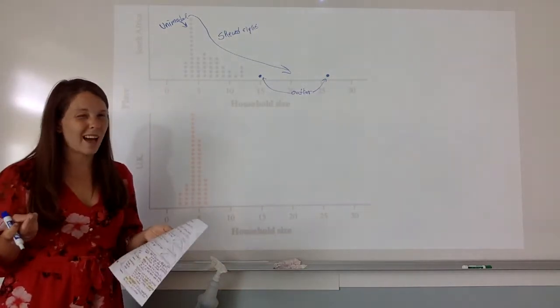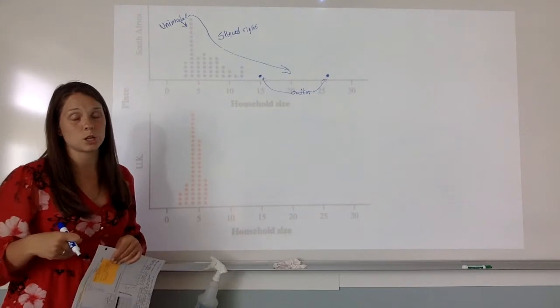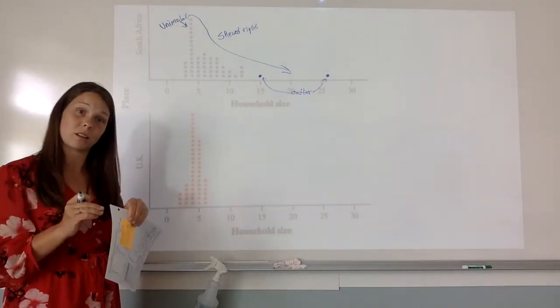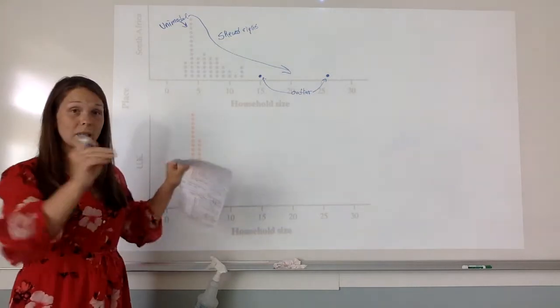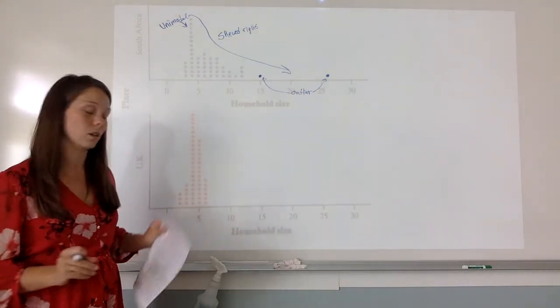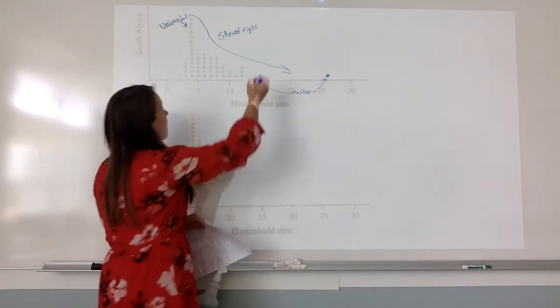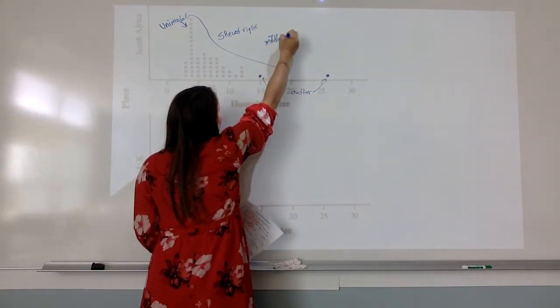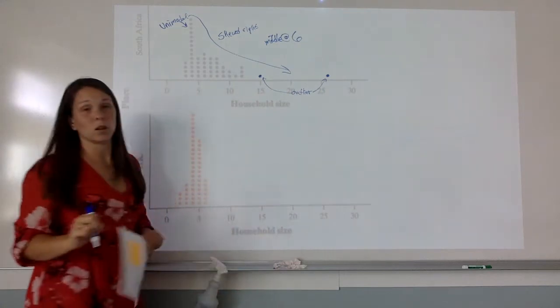Now we're talking about center. Well, we haven't had much of an in-depth discussion about center yet, but from past knowledge, you know center is the middle. And we have dots here. We can count our way to the middle. So if you were to do that, you would find that your middle is at 6 people per household.